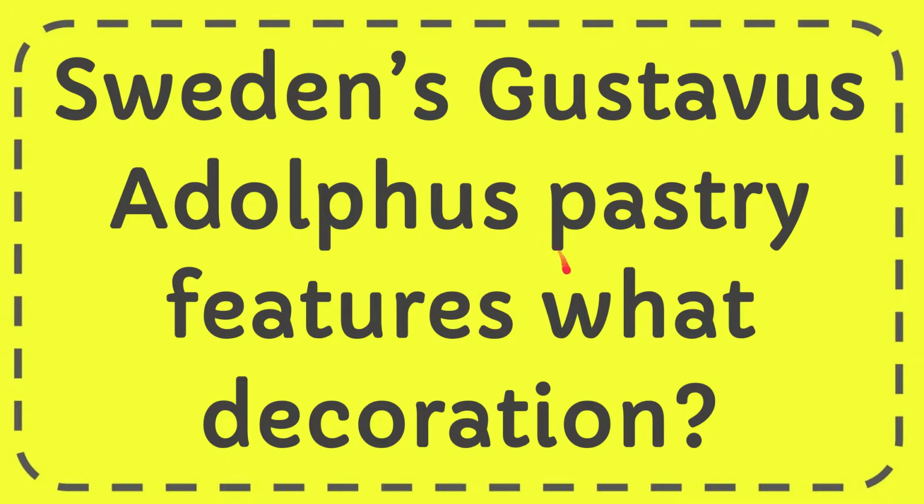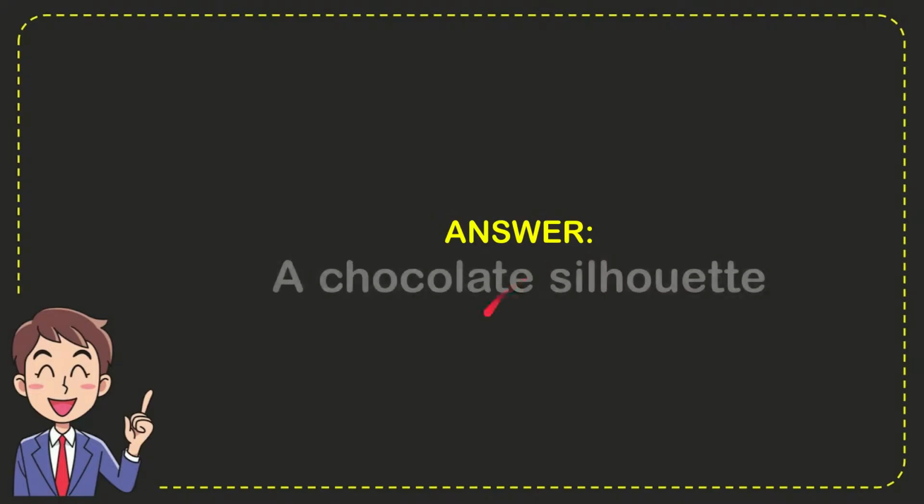In this video, I'm going to give you the answer to this question. The question is, Sweden's Gustavus Adolphus pastry features what decoration? Well, I'll give you the answer to this question, and the correct answer is a chocolate silhouette. That is the answer for the question.